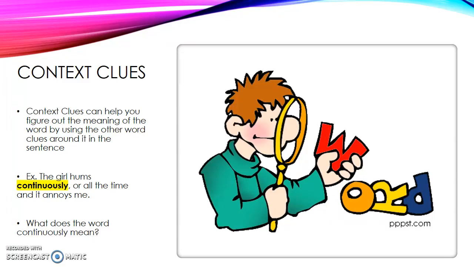Okay, so I know that I have to go back to my sentence and figure out and look around and see what words are surrounding continuously, whether it's in front or behind. So I notice that I have an or statement. The or is behind continuously. So it says the girl hums continuously or all the time. Looking behind continuously, it says or all the time. From that statement, I know that continuously can also mean all the time.